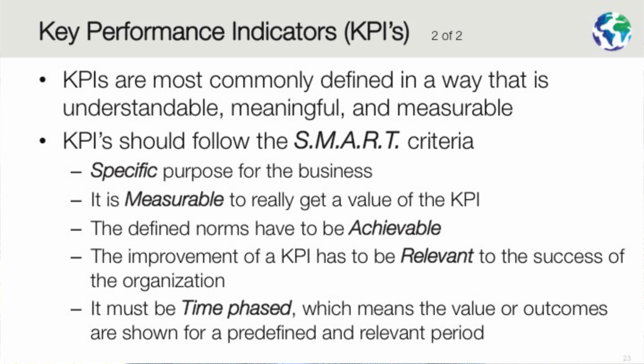They should follow the SMART criteria, S-M-A-R-T. S stands for specific. Your KPIs should have a specific purpose for the business. M, measurable. Measurable to really get a value of the KPI. A, for achievable. The defined norms have to be achievable. R, relevant. The improvement of a KPI has to be relevant to the success of the organization. And T, for time-phased, which means the value or outcomes are shown for a predefined and relevant period.